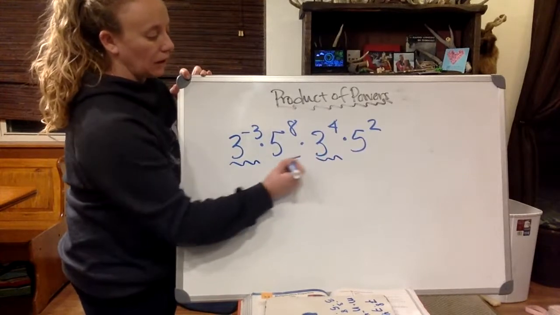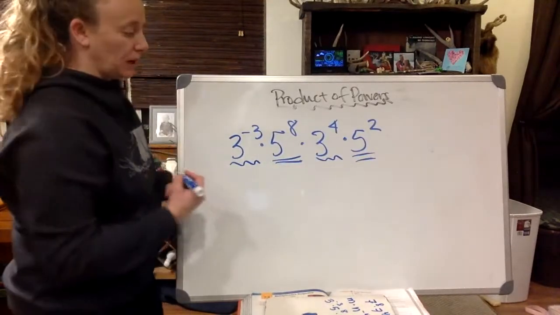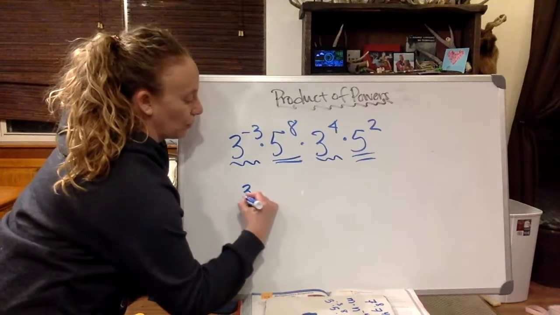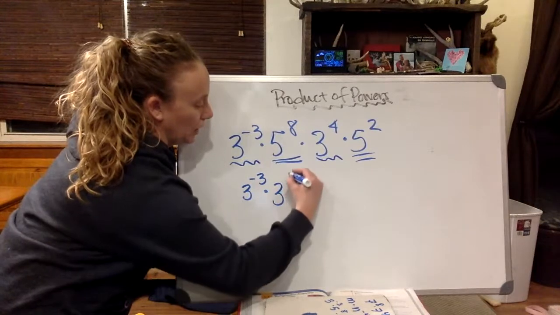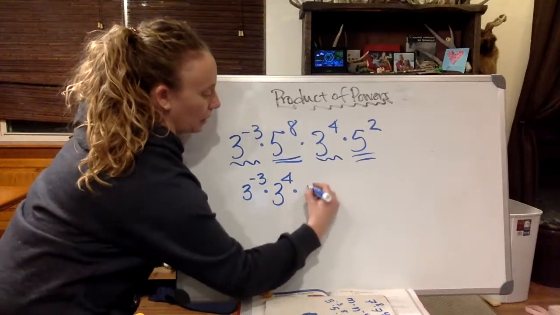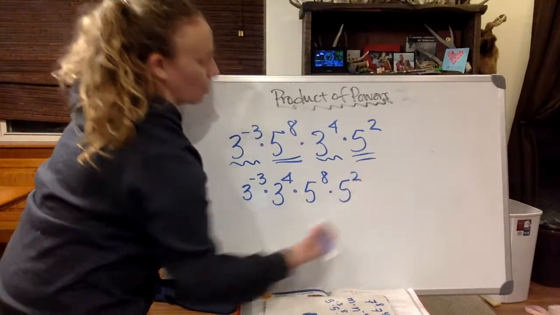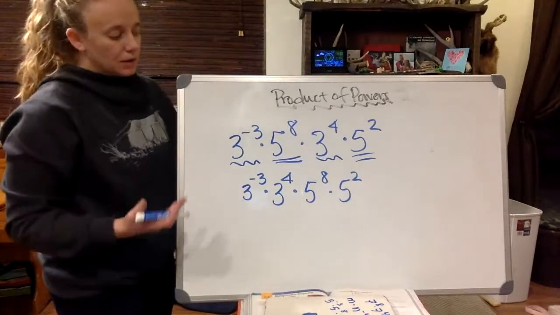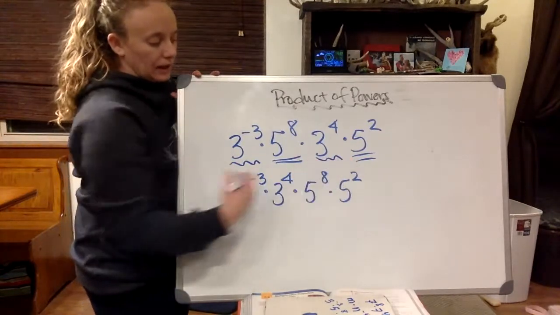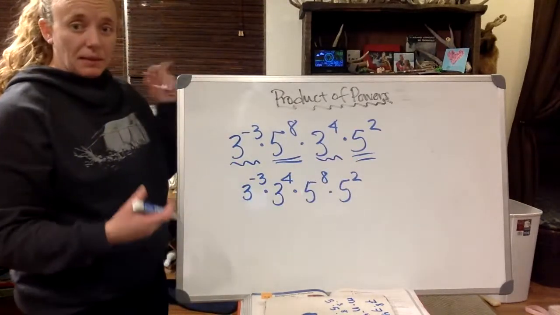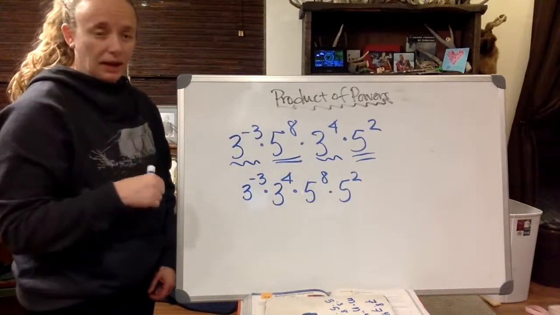3's are going to get together. 5's are going to get together. And everything's just going to be multiplied in a new way. So I have 3 to the negative third times 3 to the fourth times 5 to the 8th times 5 squared. We've been practicing this already. We need to look at these and say, okay, what if I expanded them out to simplify them? This here is going to cause us a little bit of anxiety.